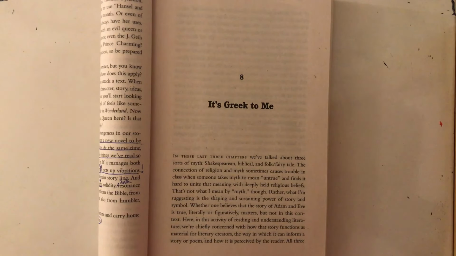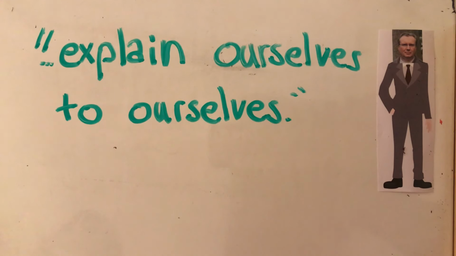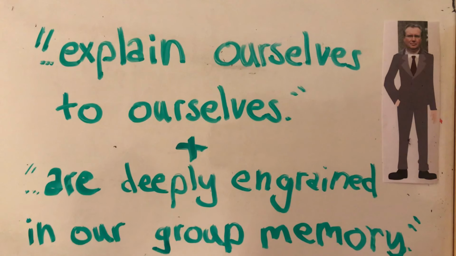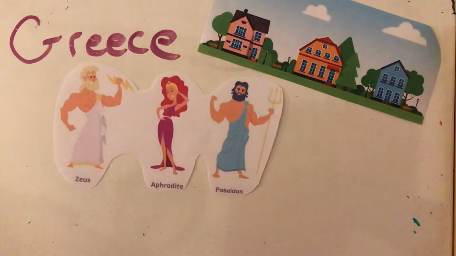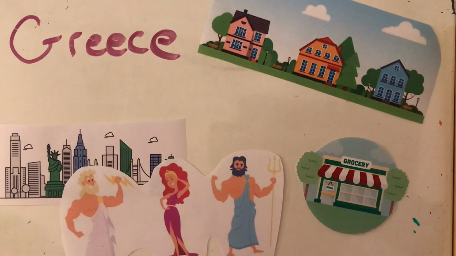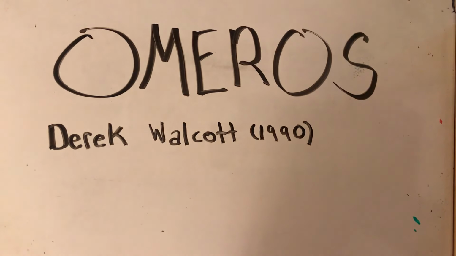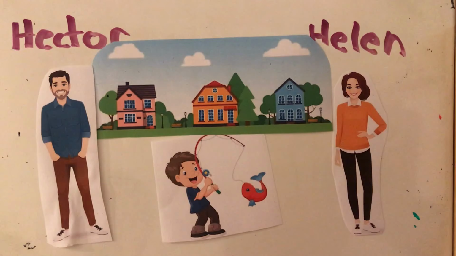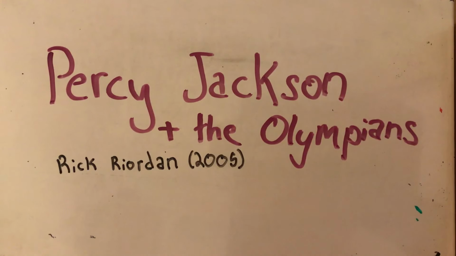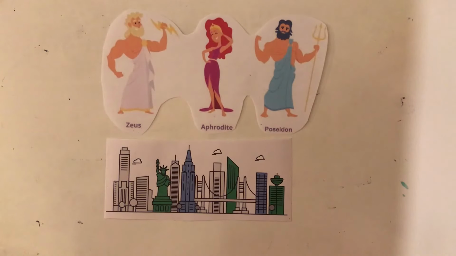Myths to Foster are stories that explain ourselves to ourselves and are deeply ingrained in our group memory, and thus often make their way into literature. Writers have Greek myths unfold in unexpected locations. In Omeros, characters with names from Greek mythology like Hector and Helen live in a Caribbean fishing village. In the series Percy Jackson and the Olympians, mythology comes to New York City.